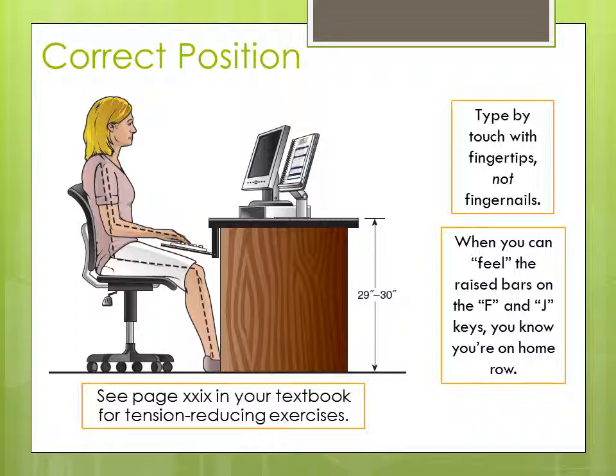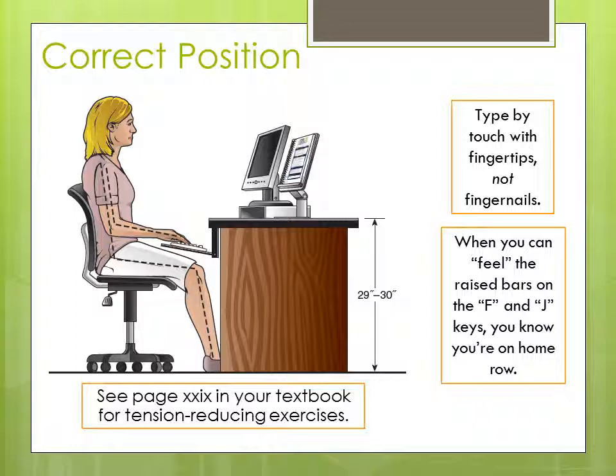Now, placing your fingers on the keyboard on the home row, so that is on the left side A, S, D, and F, and on the right side semicolon, L, K, and J. When you're doing that, close your eyes for just a second and feel on the F and the J key. There is a little raised bump.